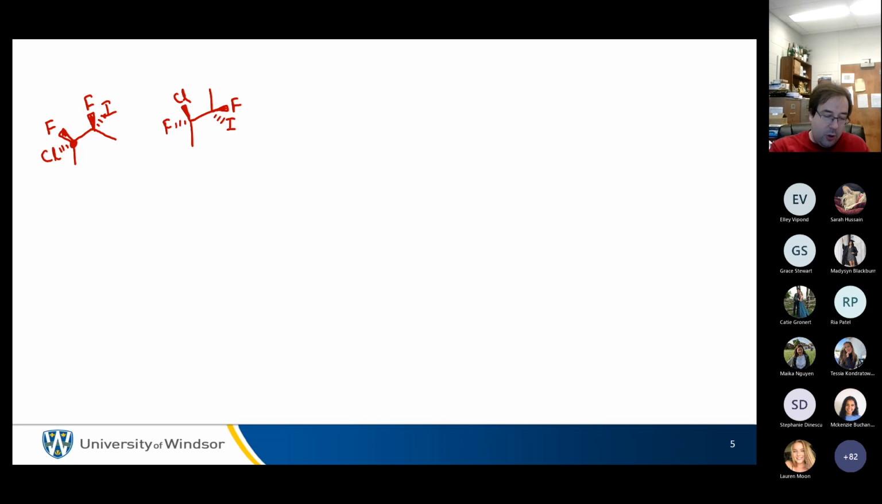This carbon is attached to a chlorine and a fluorine, a methyl, and then the rest of the thing. This one is attached to a fluorine, an iodine, a methyl, and the rest of the thing, and so that works. They are the same connectivity. So they can be diastereomers and enantiomers, or the same molecule. If they didn't have that, they couldn't be any of those things. They wouldn't be isomers.